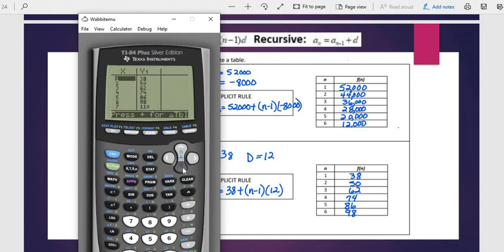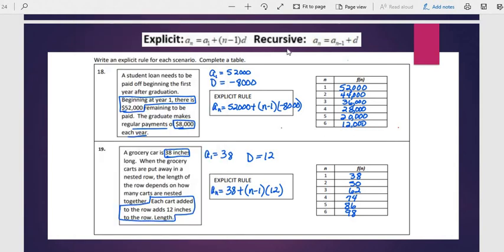Now you can just keep going on and on forever. So this is how to work with the explicit formula and recursive formula. So make sure you've identified the first term and the common difference. First term and common difference. Now, when I look at that, the explicit formula is what we just did.